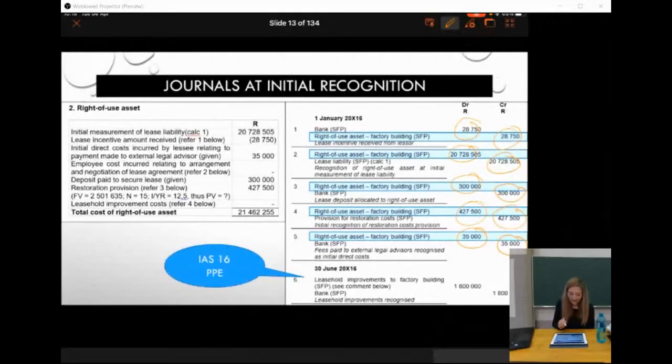Then here we have our leasehold improvements. The leasehold improvements we treat as an IAS 16 PPE asset, so it's not part of my right of use asset. That means in my PPE note, there's going to be a column for leasehold improvements, and we're going to put those amounts in there, the depreciation and so on.